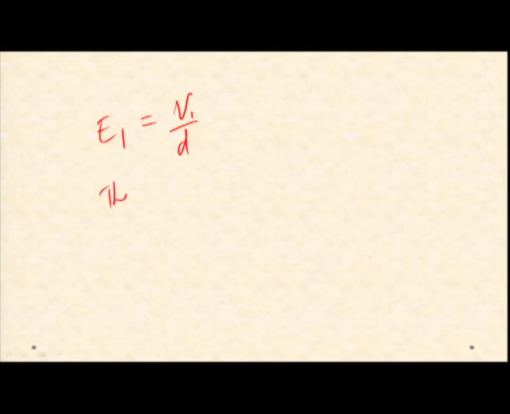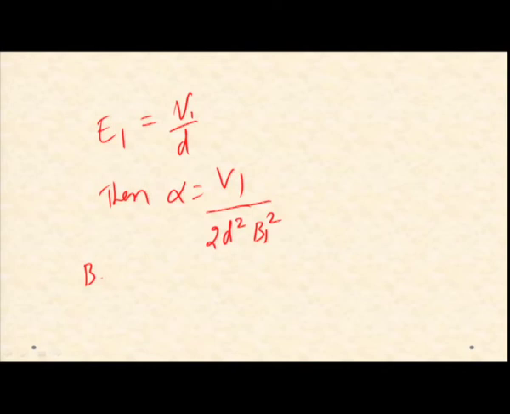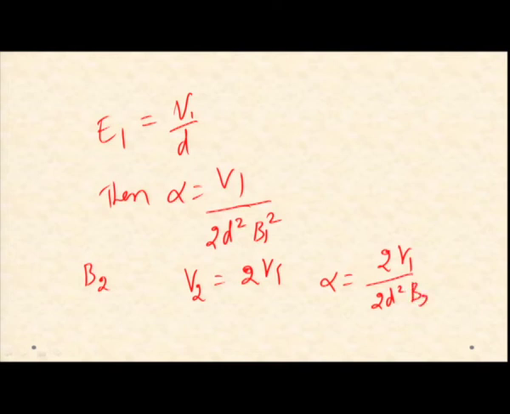Then alpha is equal to V1 by 2D square into B1 square. This is the specific charge. Here we are going to apply a new electric field to change that. So B2 is the new magnetic field when two potential differences are applied. So V2 is equal to 2V1. Hence alpha is equal to 2V1 by 2D square B2 square.